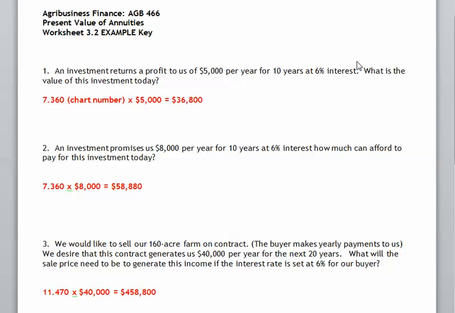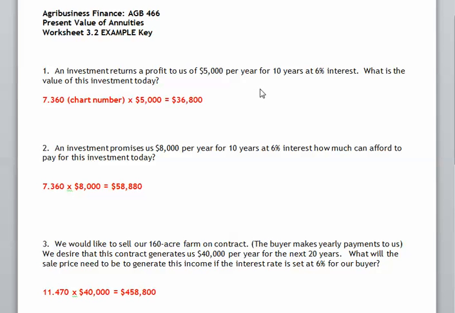And so, like in problem 1 here, an investment returns us a profit of $5,000 a year for 10 years. Okay, well that's easy math there. We're paid in total $50,000. Okay, this money's on 6% interest. So what's this investment worth today? In other words, how much money do we have to have today on interest at 6%, and we can take out of that investment $5,000 every single year for 10 years.